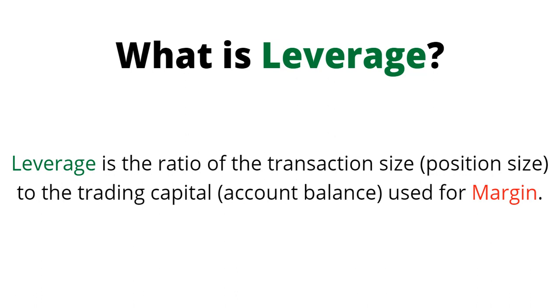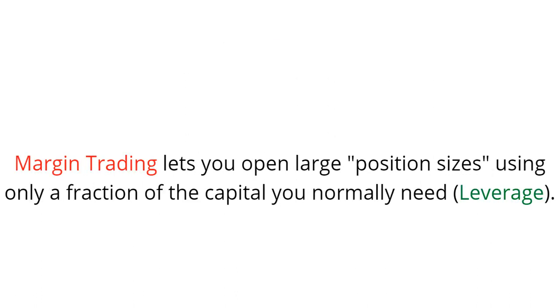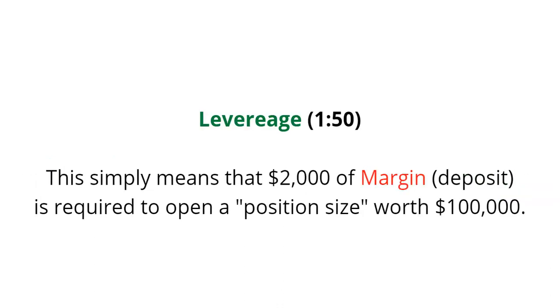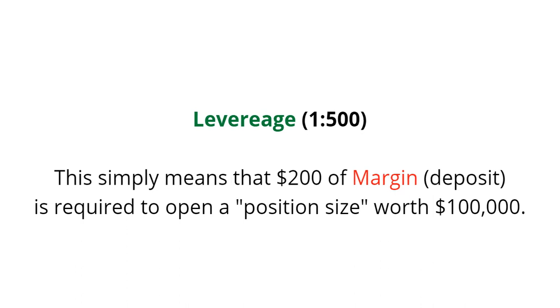So leverage is the ratio of the transaction size or position size to the trading capital or account balance, which is used for margin, right? And margin trading lets you open large position sizes using only a fraction of the capital that you would normally need. This is why we call it leverage. So let's take 1 to 50 leverage, for example. What does that mean? This simply means that $2,000 of margin deposit is required to open a position size worth $100,000. Right? Let's look at 1 to 500 leverage.